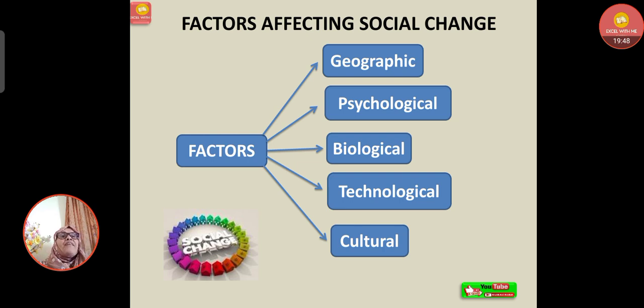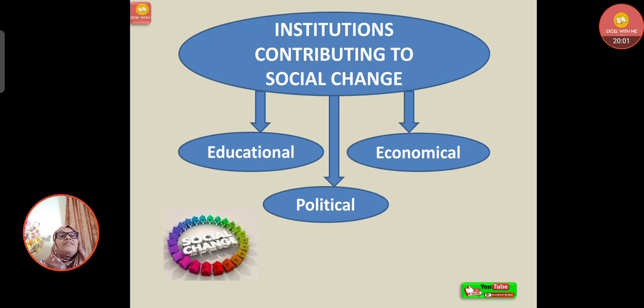Besides all the above factors, the school, which is the main agency of imparting education to children, is the most important factor in bringing about social change. So, these are the factors.